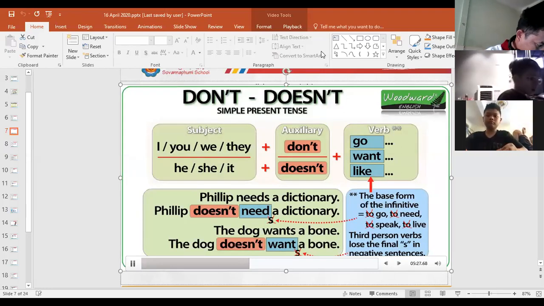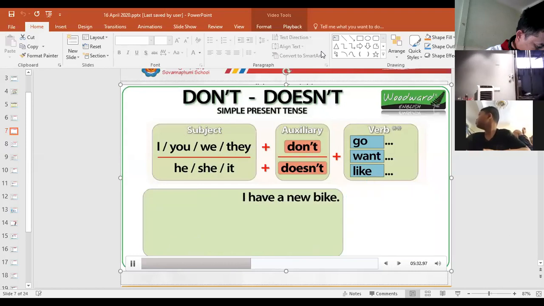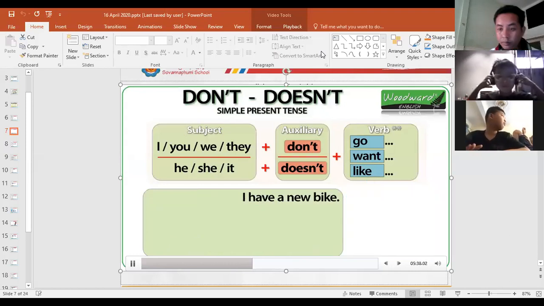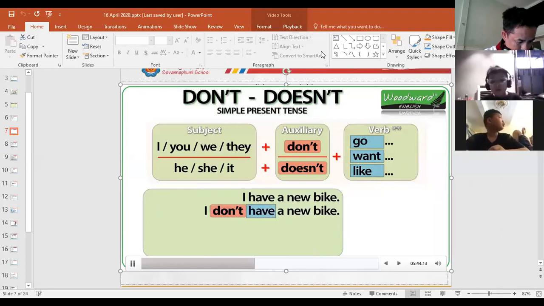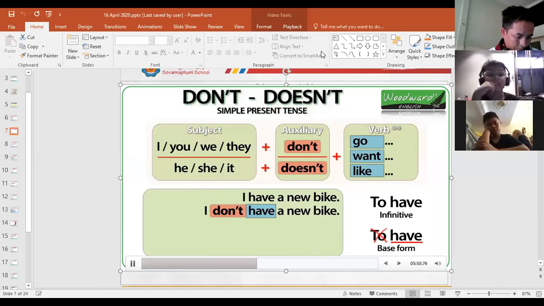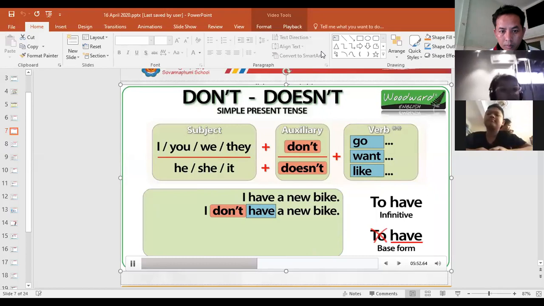Let's see the verbs that change a little more. First one is the verb to have. I have a new bike. What is the negative of this? I don't have a new bike. It is "to have," but we just need its base form: have. No "to."